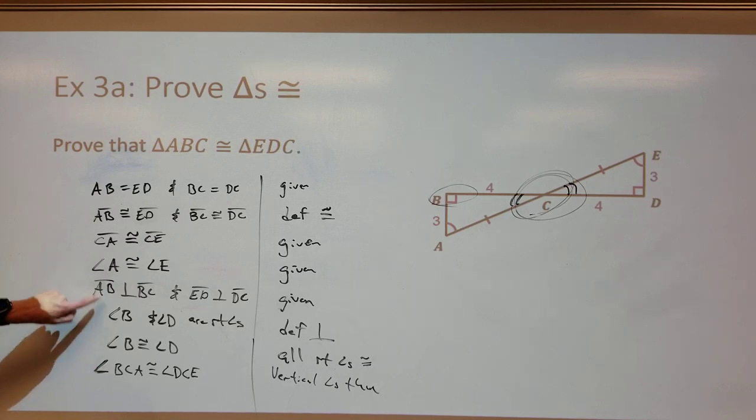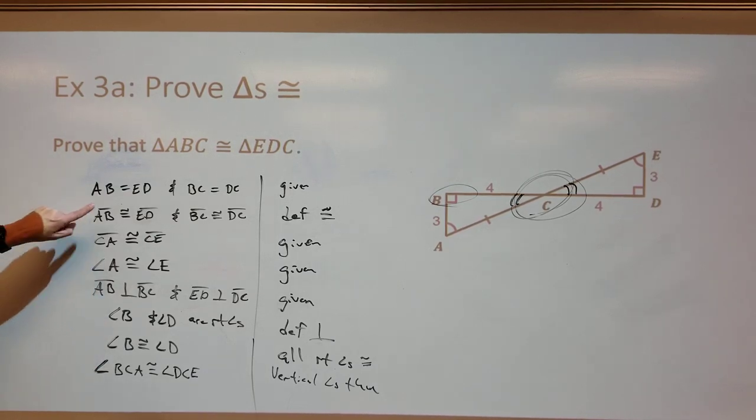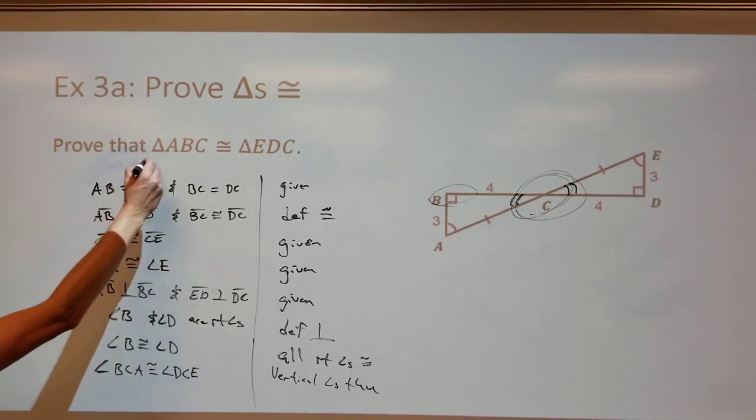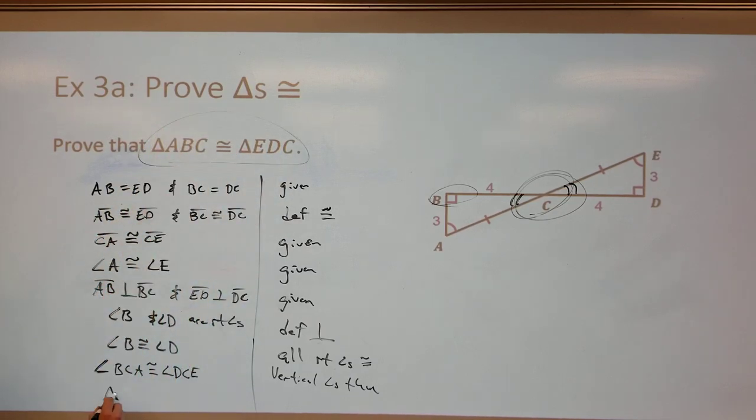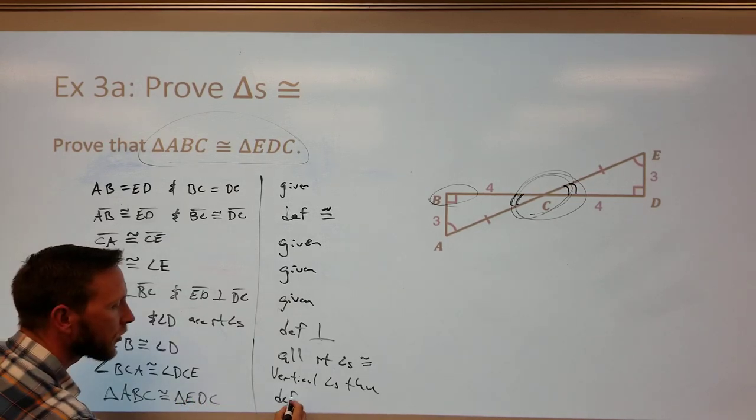Now I've shown that all three pairs of angles are congruent, all three pairs of sides are congruent. Therefore, the triangles are congruent. I can copy that. Triangle ABC congruent to triangle EDC by the definition of congruent triangles.